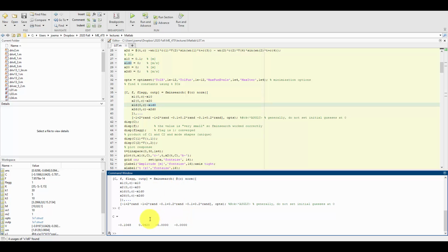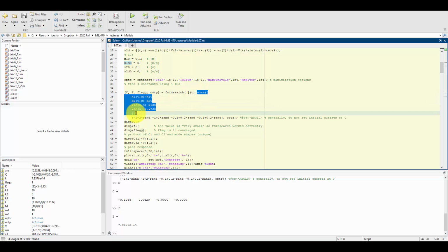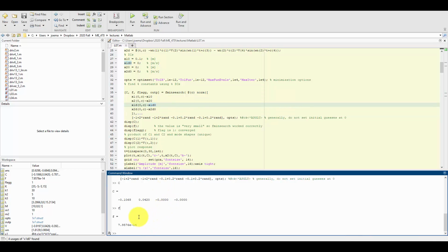But let's check F. F is the value of the function when minimized. So that is the norm of this expression when it gave up. Ideally, it should be 0. That means that everything was exactly satisfied. We're getting 8 times 10 to the negative 14. That's really small. That's basically 0. It will never be able to, with absolute precision, get us to 0. And then flag, we want to see a 1 there. That means that the solution converged. So if the value of the function is very, very small, very close to 0, and it converged, then this C collection we got, we can probably trust.